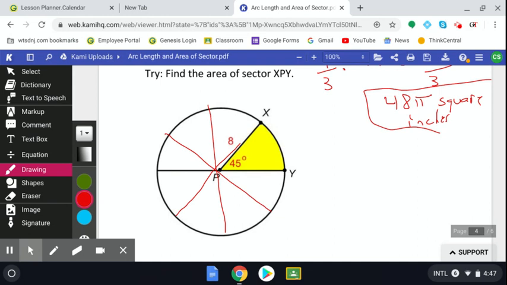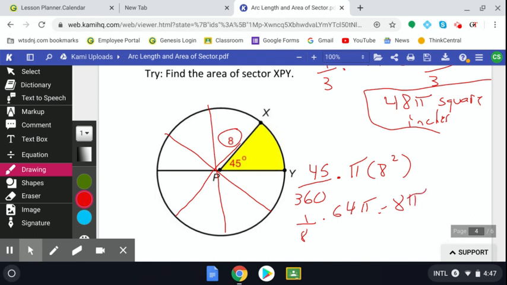But if you just want to apply the formula that you just learned, you do 45 out of 360 times pi times the radius, which is 8 squared. This is 1/8 times 64 pi, which is going to be 8 pi. And they don't give me units, so square units, because we're talking area.